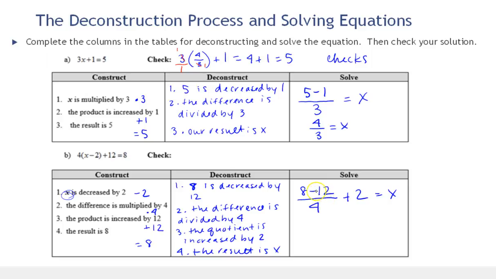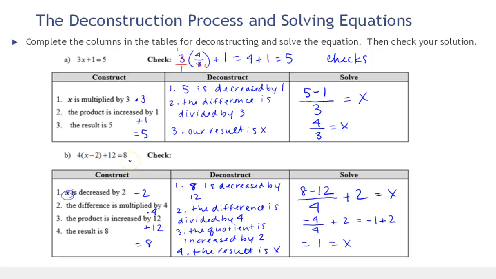So first, by the order of operations, I need to do the subtraction in the numerator. So we have 8 minus 12 is negative 4 over 4 plus 2 equals, now negative 4 divided by 4 is negative 1 plus 2. And negative 1 plus 2 is positive 1. I'm just going to write again here, this equals x. So our solution for x is 1.